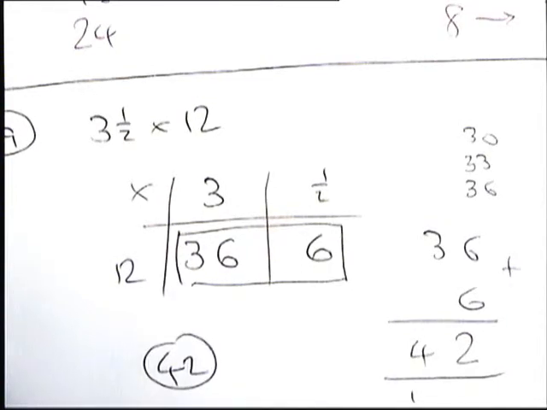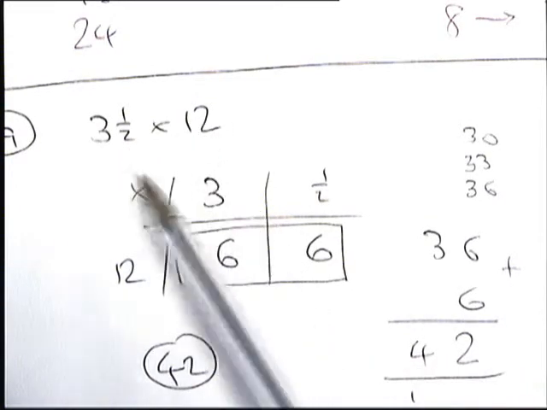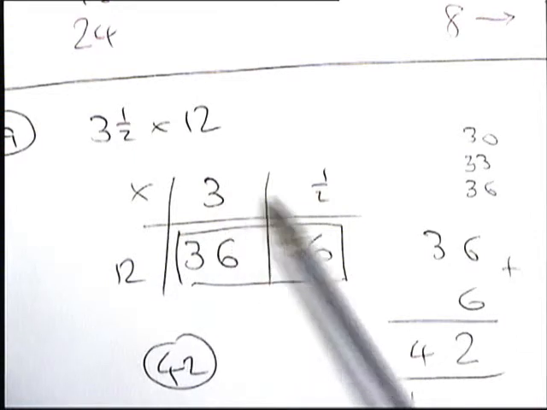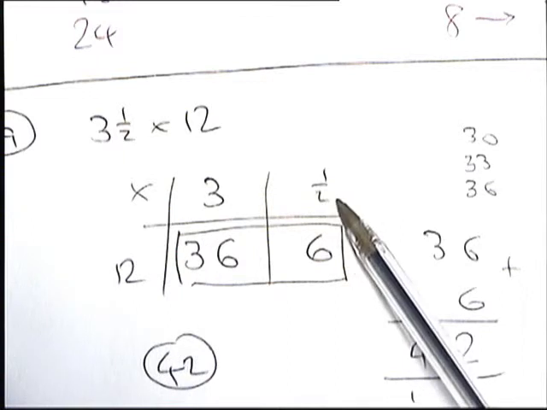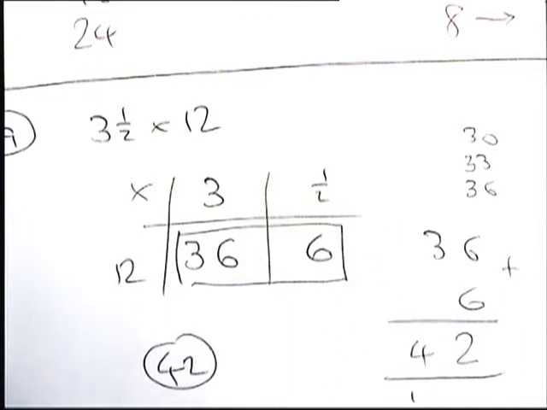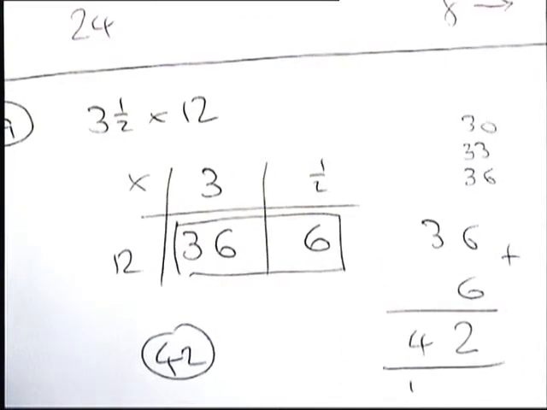So when you're timesing with fractions, split them up. 3.5 is 3 and a half. So we did 12 threes, 36. 12 halves, 6. Then added those together to get the final answer. Brings us on to our last question, question 20.